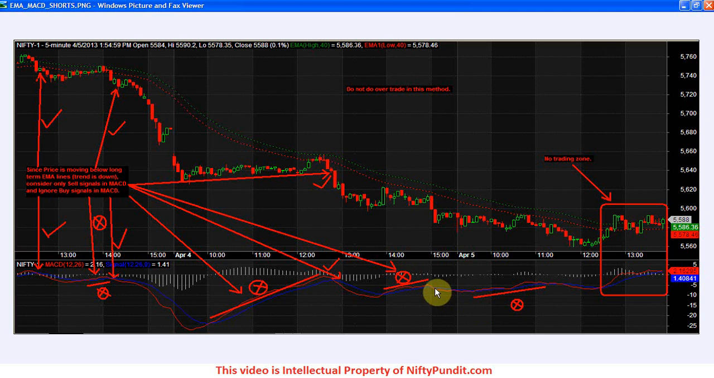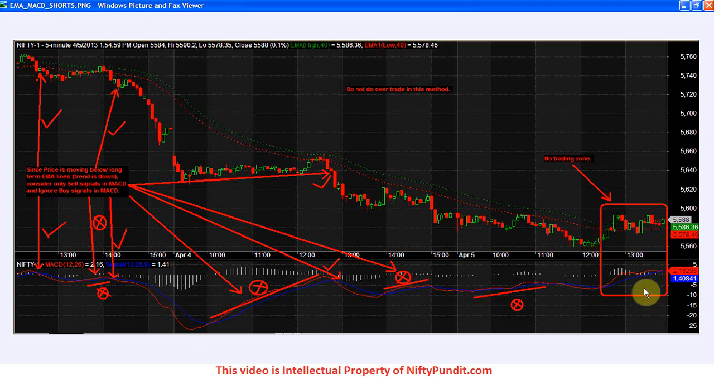There is a sell signal here, but the price is far from the 40 EMA, so we are going to ignore this. Next, the trend is downside, MACD gave a buy signal, ignore. And next there is a sell signal, the price is near to the 40 EMA, so you can short here and you can scalp for 10 to 15 points very easily and close the position.